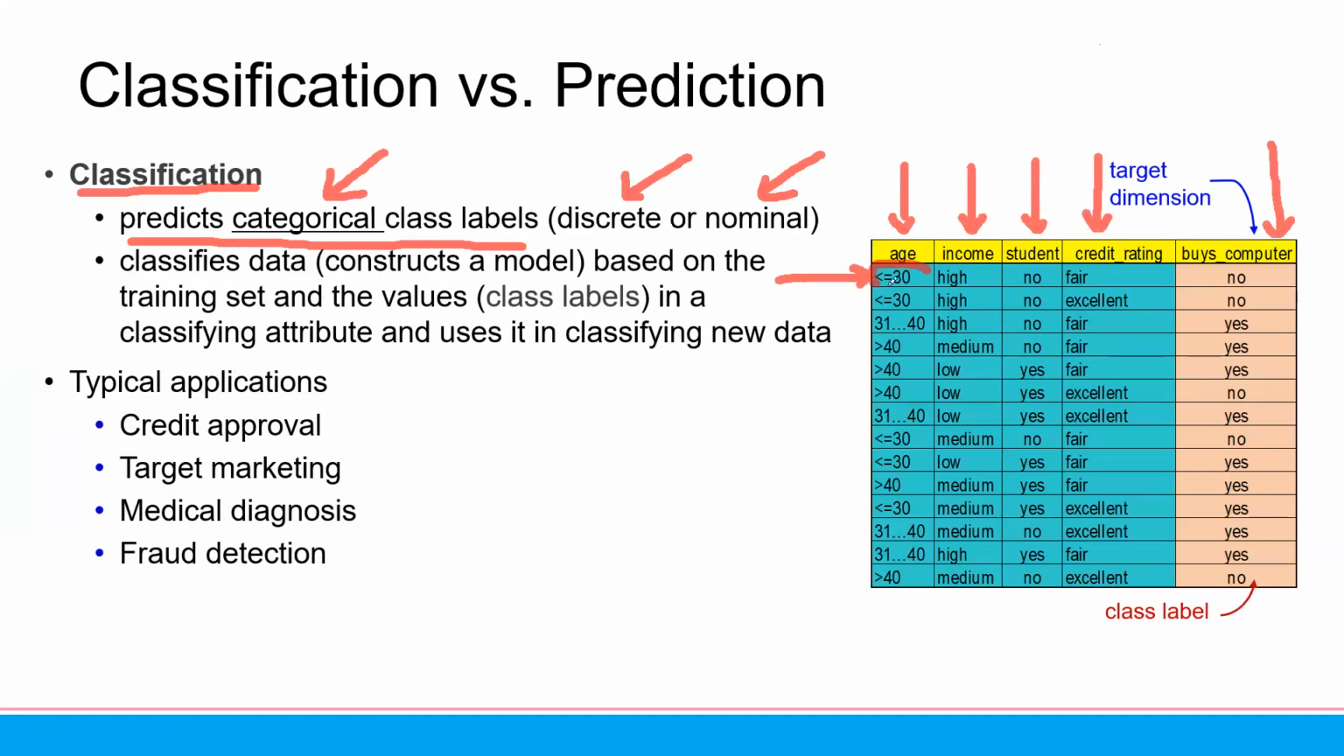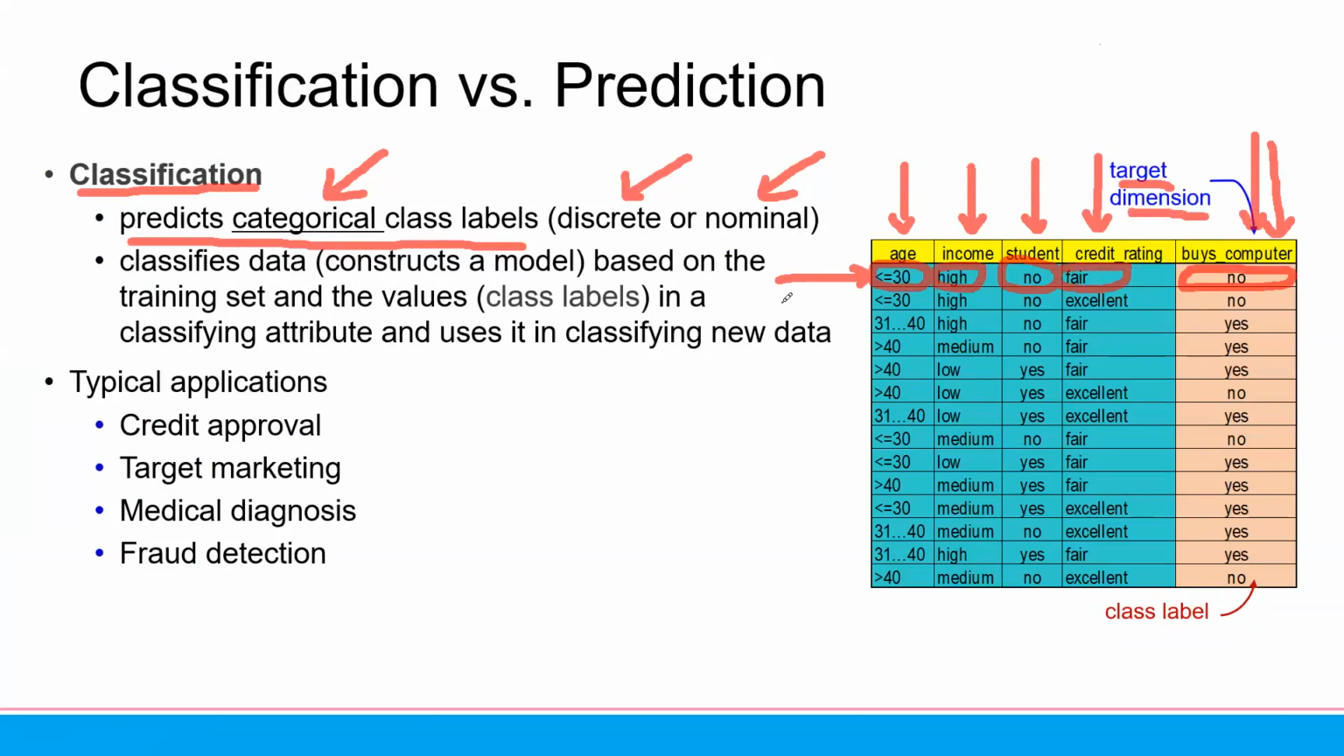I know that the person's age is less than or equal to 30. And I know that the person's income is high and he is not a student. And his credit rating is fair. So I can figure out from this one, buys computer. So this is a kind of decision. So this decision, we call it the target dimension.